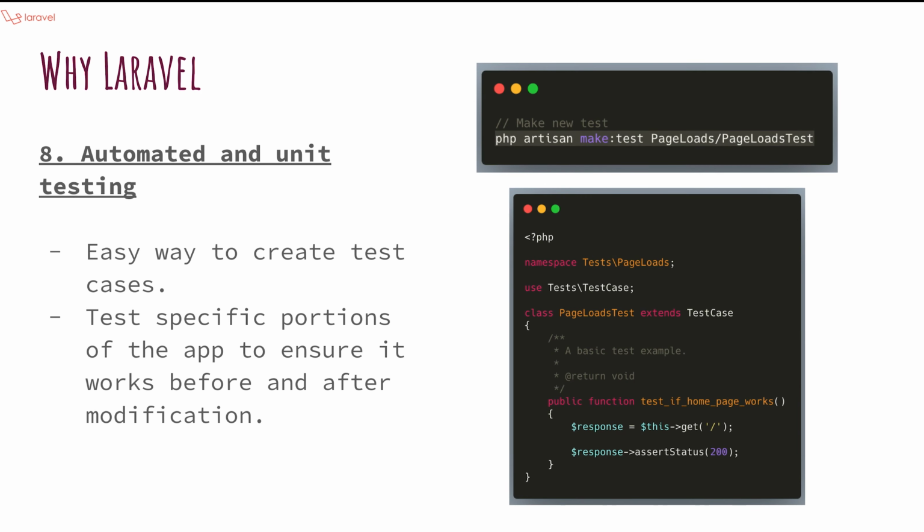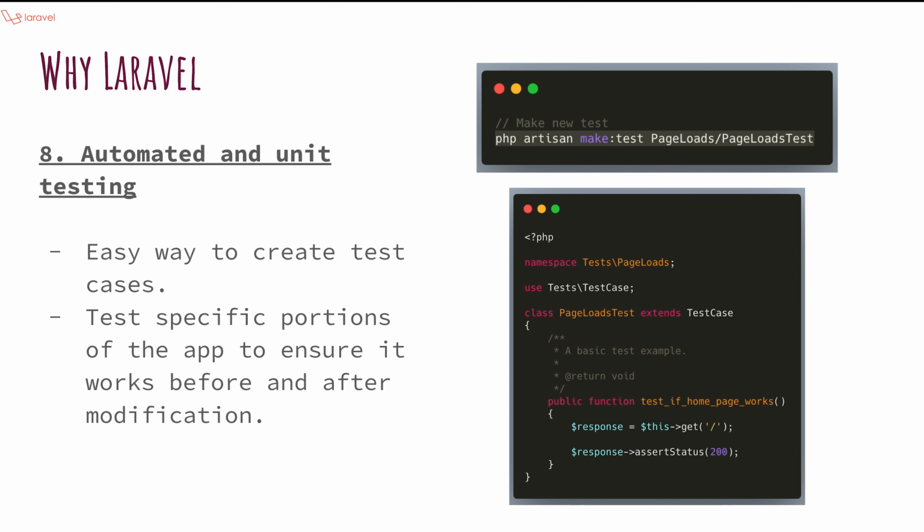Now, number 8 on the list is automated unit testing. Most of the time when code is being written, you will need to test manually the whole application to be sure that all the parts work.